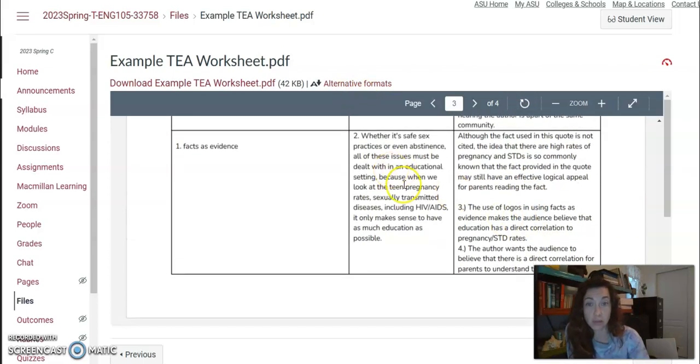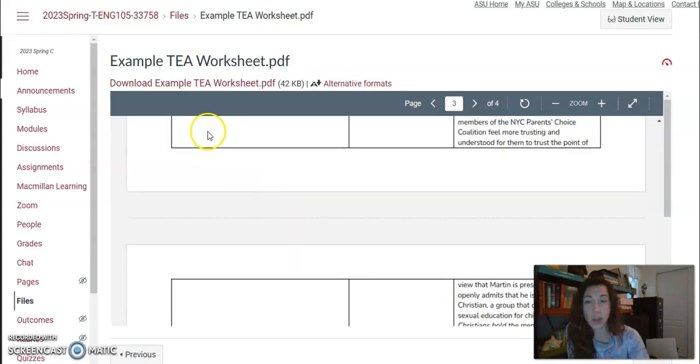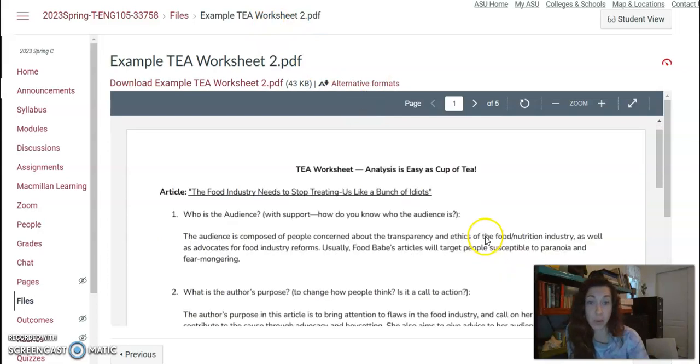So this person did a good job. You can see that maybe they didn't do as strong of a job identifying the tools, but the analysis is really on point. So that's why I gave you that example.